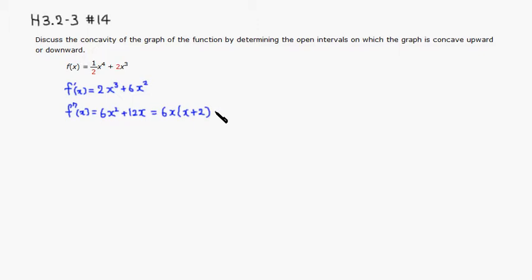and set that equal to 0. So you can see that x is going to be equal to 0 or -2. So let's do the analysis. Number line, and mark -2 and 0. Then we look at the sign of the second derivative.